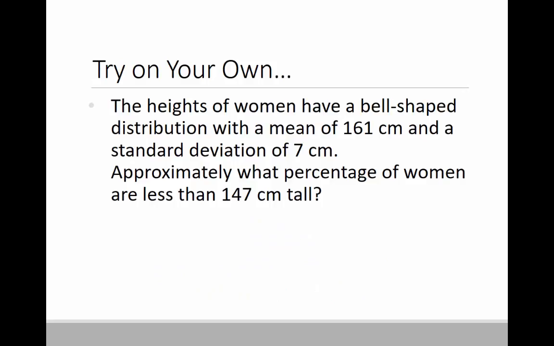Let's take a look at a few more examples. The heights of women have a bell-shaped distribution with a mean of 161 centimeters and a standard deviation of 7 centimeters. Approximately what percentage of women are less than 147 centimeters tall? Pause the video here and see if you can answer the question yourself before moving to the solution on the next slide.